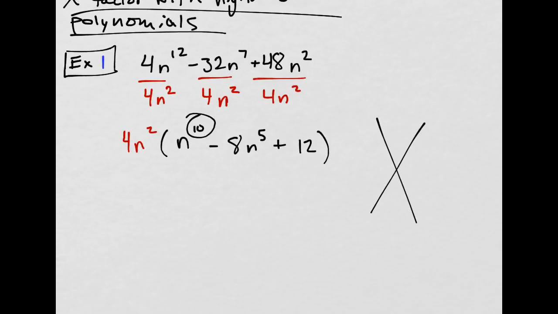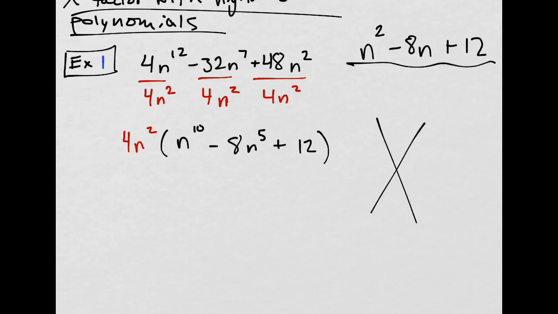Because look, this is an exponent of 10 and an exponent of 5. Normally, for x factoring, we would have had something like this. You don't have to write this down. It would just be n squared minus 8n plus 12, right? And here we could use the shortcut. So here we can also use the shortcut.